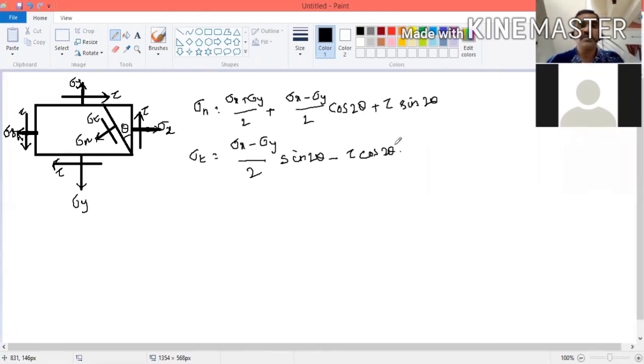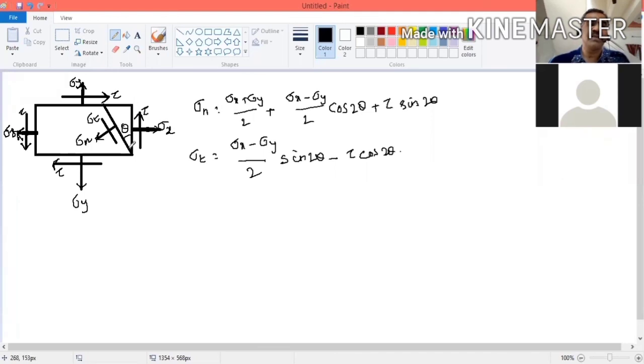So what is the use of this expression? This expression is used to calculate the sigma n at this plane. By substituting different values of theta, you can find sigma n at any plane. If you put 2 theta equal to 0, that will give the stress sigma n at this plane.